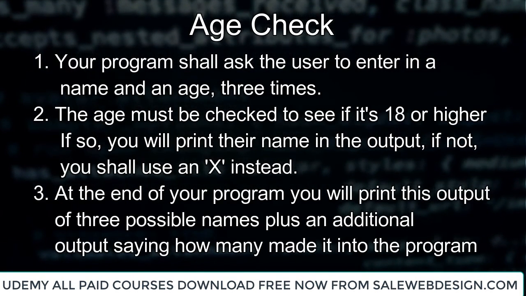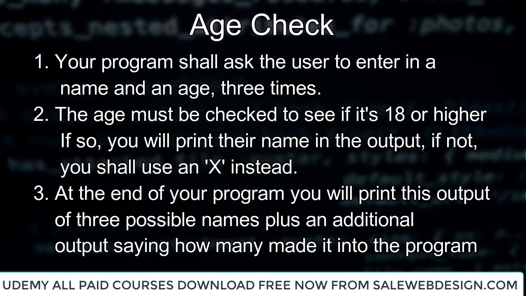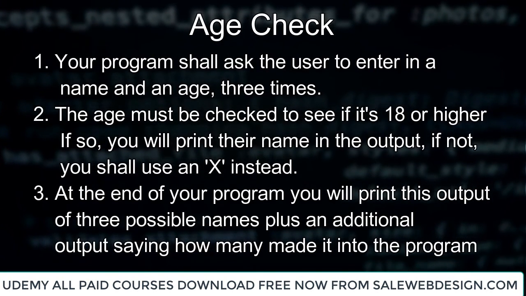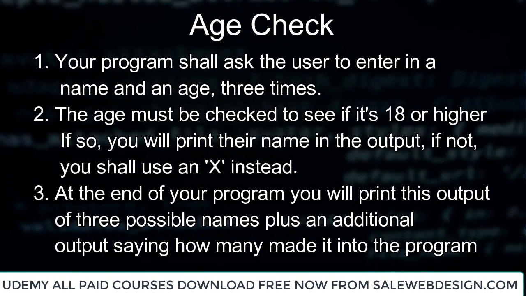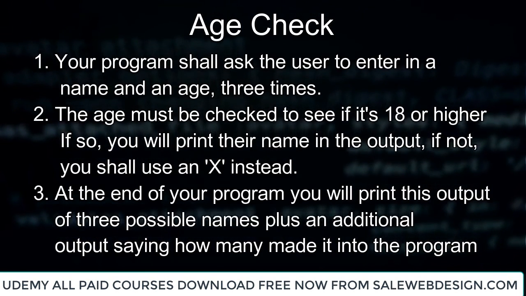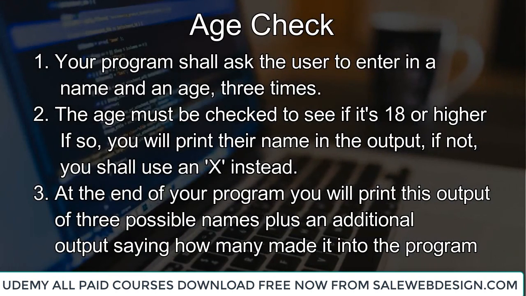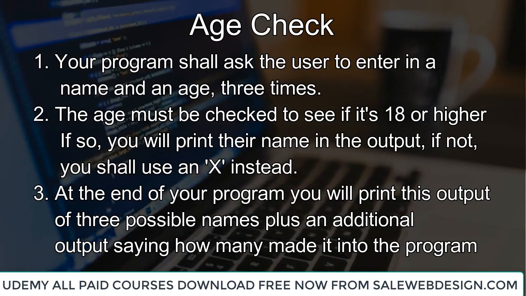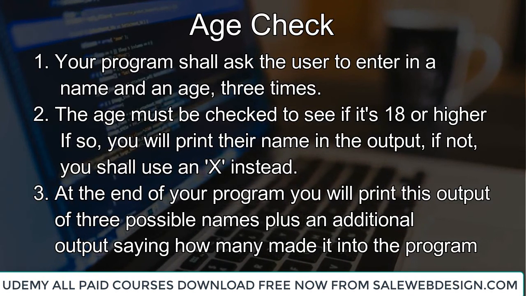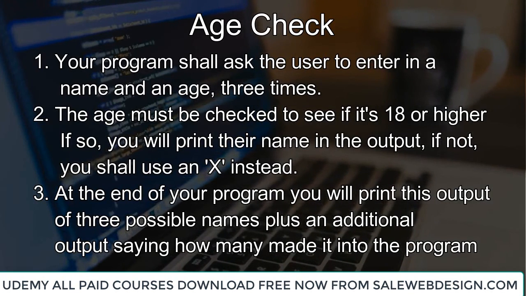If there are 2 or more names that are 18 or higher, the names should be printed one under each other. If the name is 17 or less, then you shall print an X instead. The same rule applies. If you have written a name that is 18 or higher and a name that isn't, you shall have the name and then beneath it an X.